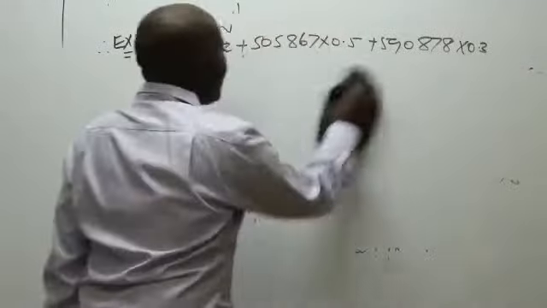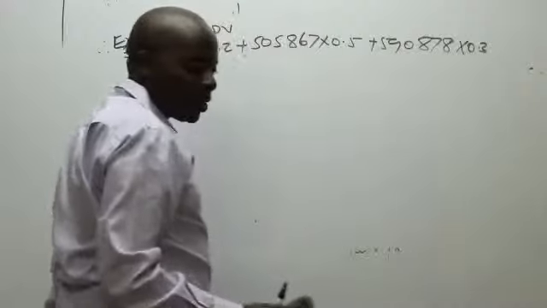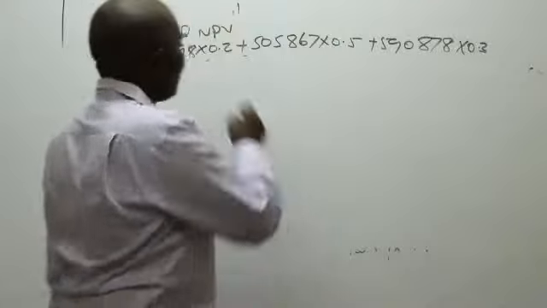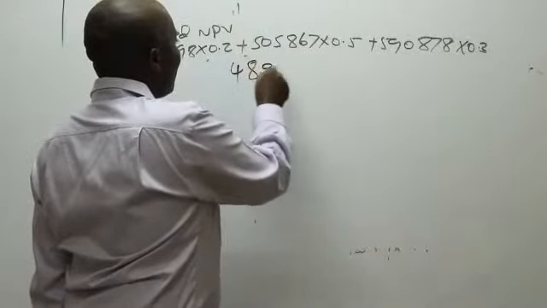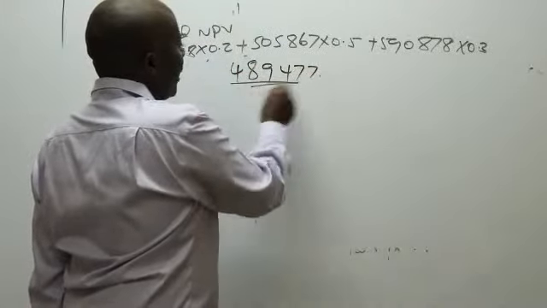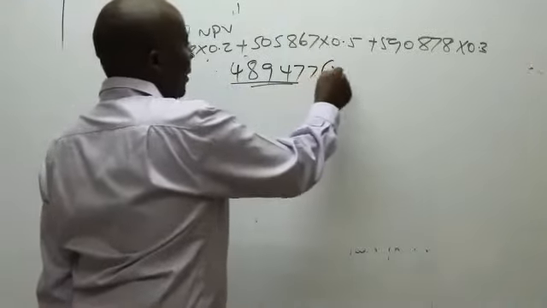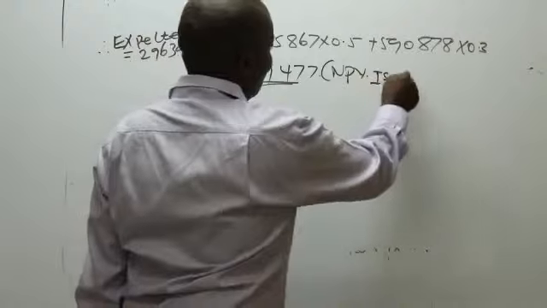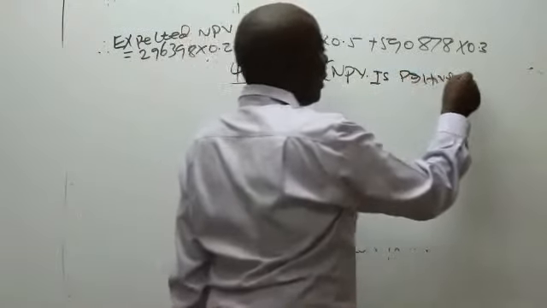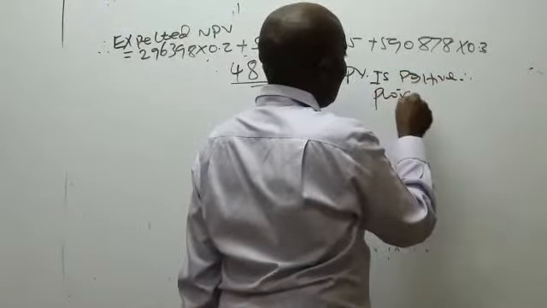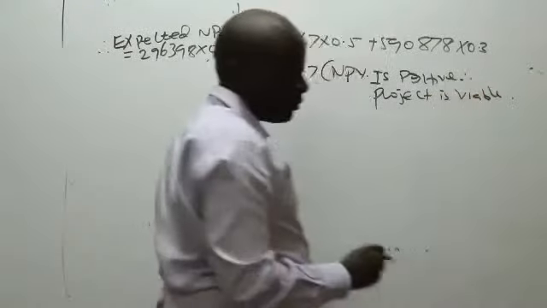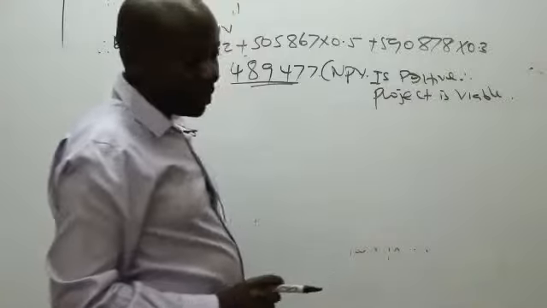So the expected NPV, ladies and gentlemen, in this question is 489,477. And because it's positive, it means at the end of the day that this project NPV is positive, and therefore the project is viable. Just that, the project is viable.